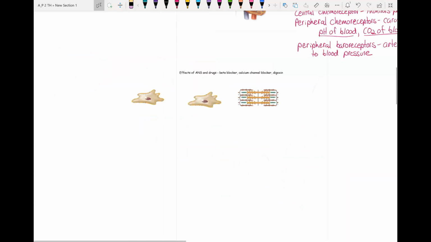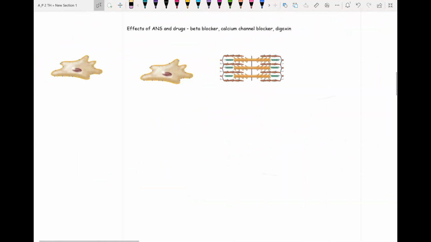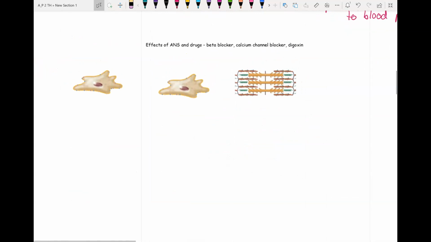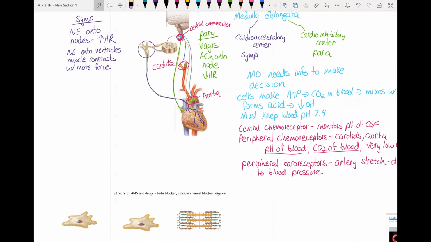Now that you know the basics of how the autonomic nervous system affects the heart, let's look at a little more detail and exactly how it brings about those effects. So the sympathetic, remember, is going to act on both the heart rate and the force of contraction because it branches down to the node and the ventricles. The parasympathetic is going to act on heart rate only because it goes just to the nodes.